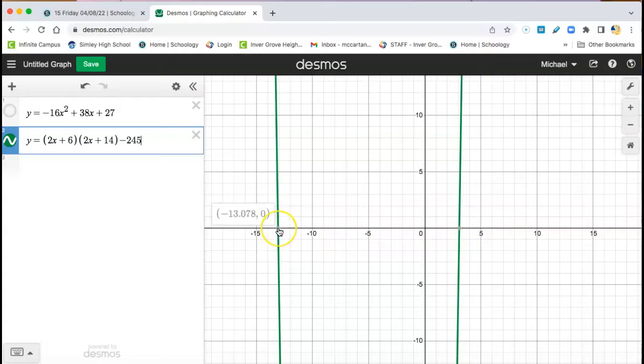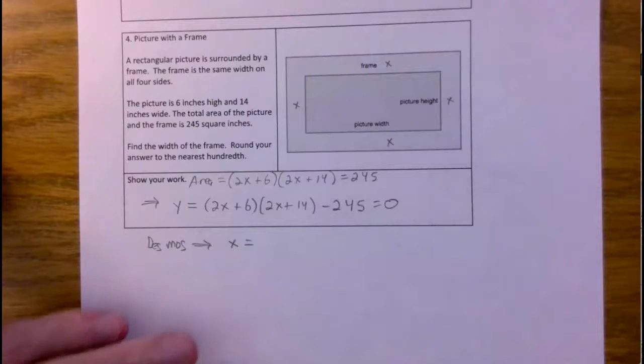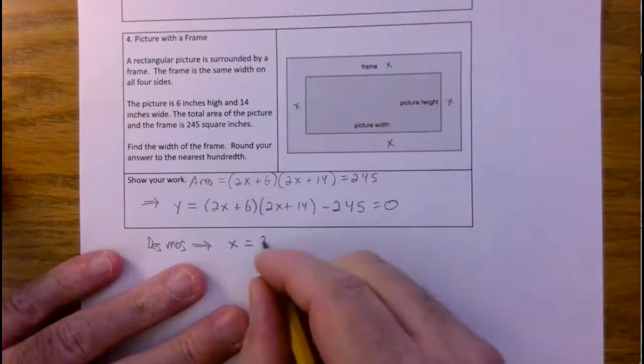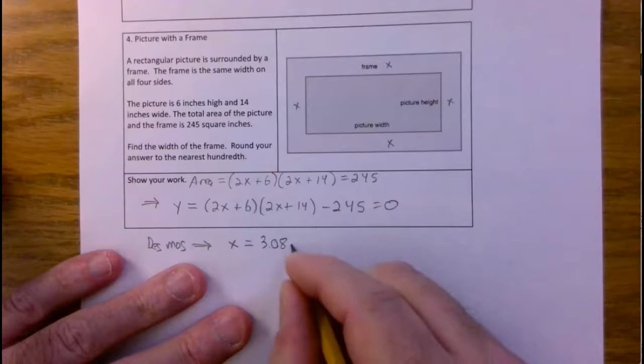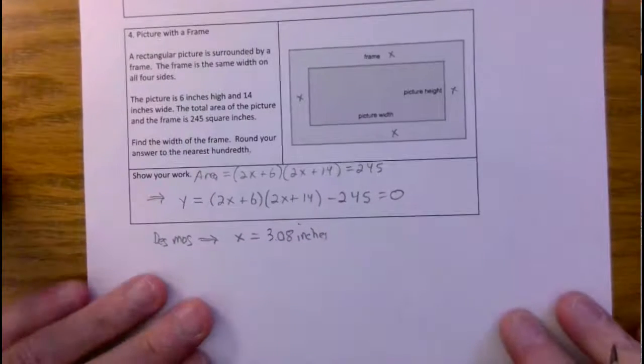Here's one answer right here. That's a negative number though, okay? So go up here, there's the answer we want. 3.078. Rounded to the nearest hundredth, it's 3.08. 3.08 inches, and that's it, guys.